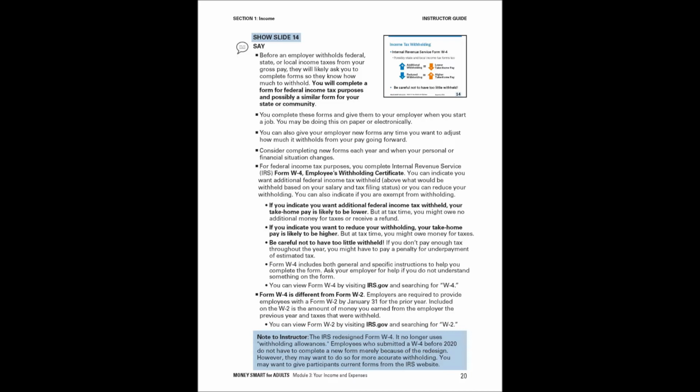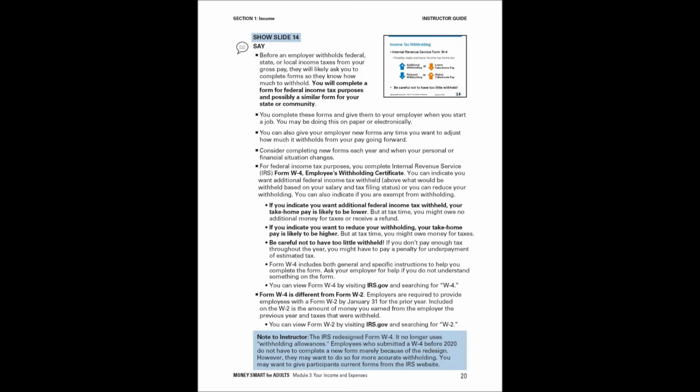Showing slide number 14, income tax withholding. So you're going to talk about the Internal Revenue Service Form W-4. They will be asked by their employers to complete the form for federal income tax purposes and possibly a similar form for the state or community. Now, you want to discuss what the bullet point says here, and then also you'll come down to where it says, if you indicate you want additional federal income tax withheld, your take-home pay is likely to be lower.